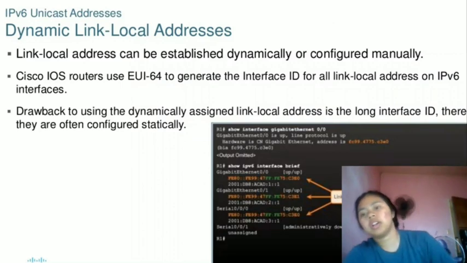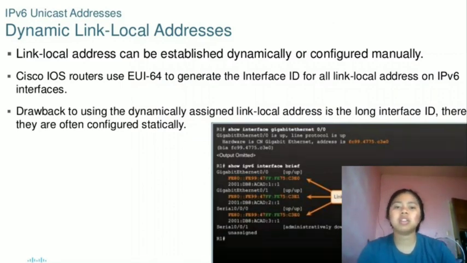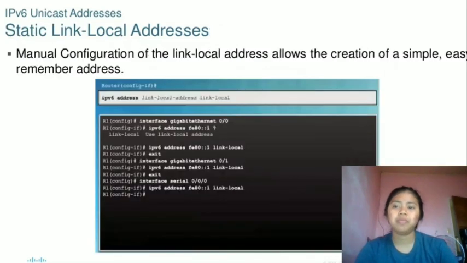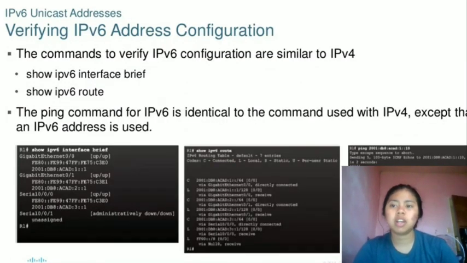Dynamic link-local address. A link-local address can be established dynamically or configured manually. Cisco IOS routers use EUI-64 to generate the interface ID for all link-local addresses on IPv6 interfaces. Static link-local addresses: manual configuration of the link-local address allows the creation of a simple, easy-to-remember address.